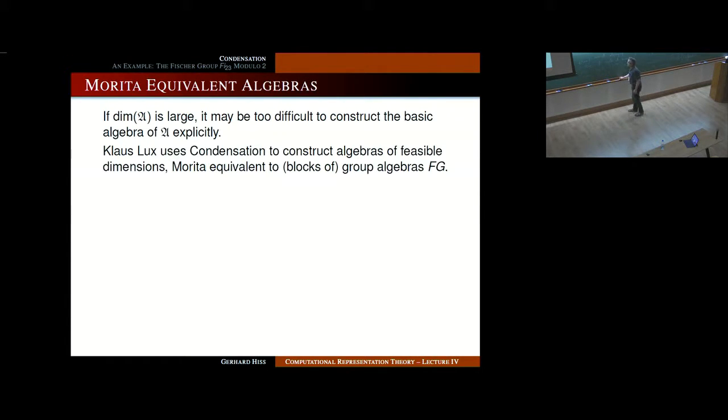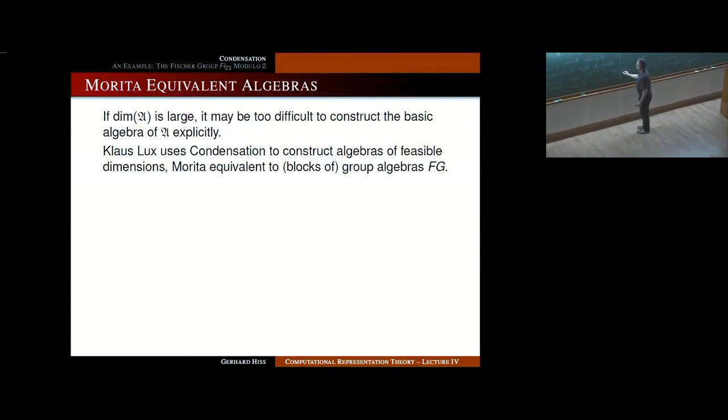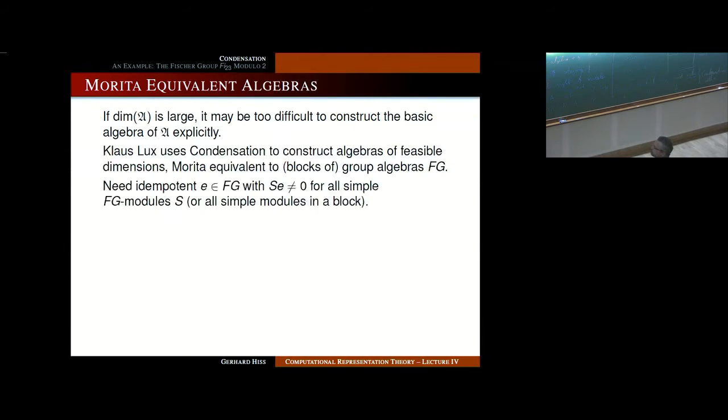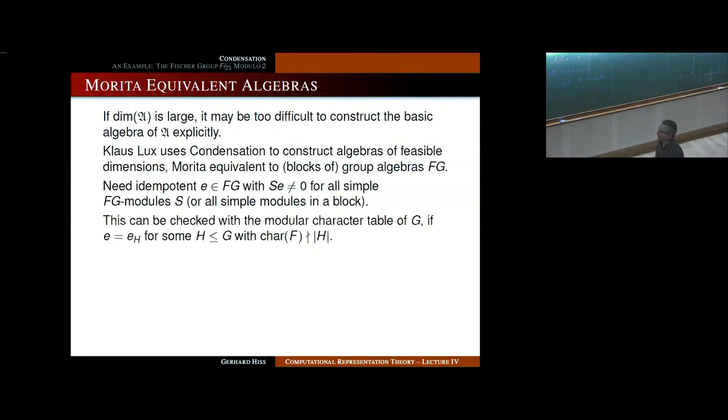So we can also decompose the group algebra into indecomposable two-sided ideals. The blocks, these are algebras in their own right. So we need idempotents. We need an idempotent such that no simple module condenses to zero. And this is something that can be checked.